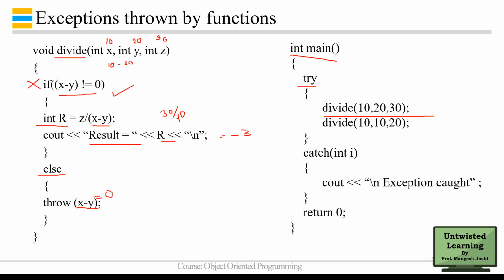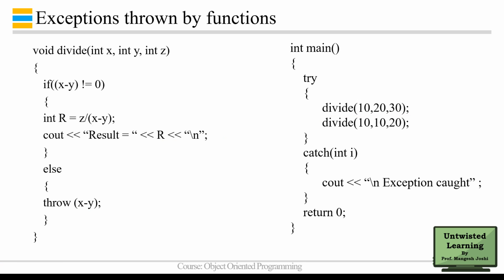Okay, now after getting the minus 3, the second function will be called, right? So now x will be set to 10, y is set to 10 and z is set to 20. So you can clearly see that x is equal to y and hence this condition will not be satisfied and hence it will throw this exception.